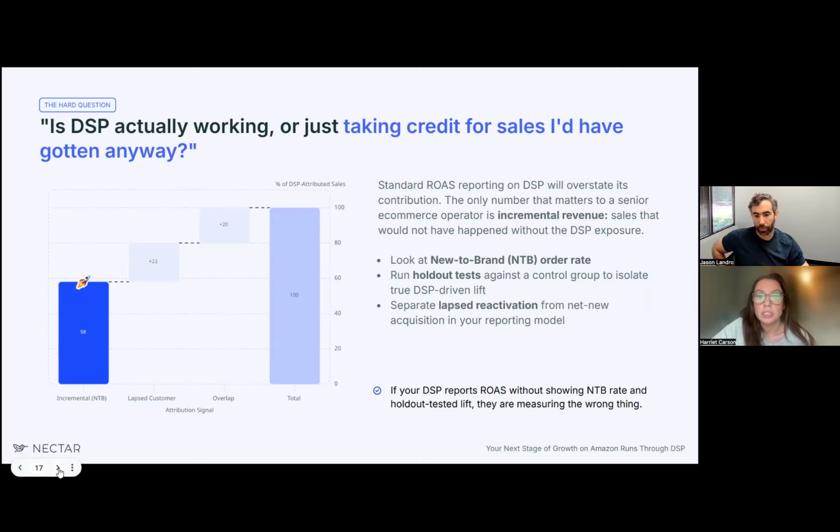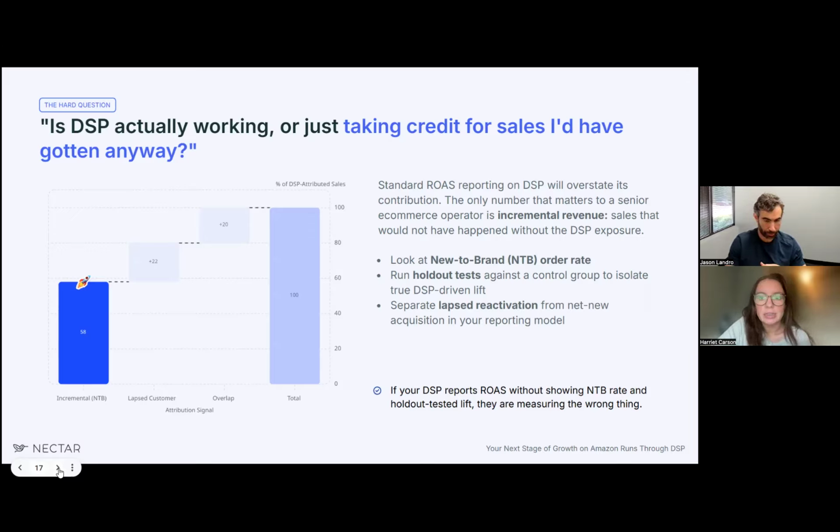It's a fair question. Imagine a shopper sees one of your DSP ads on a Monday and then they don't click. And then on Thursday, they search for your brand on Amazon and purchase through sponsored products. Sponsored products receives that last click attribution, right? But would that search have happened if they hadn't seen the DSP ad earlier in the week? That's really the real question. Standard ROAS reporting doesn't answer that.